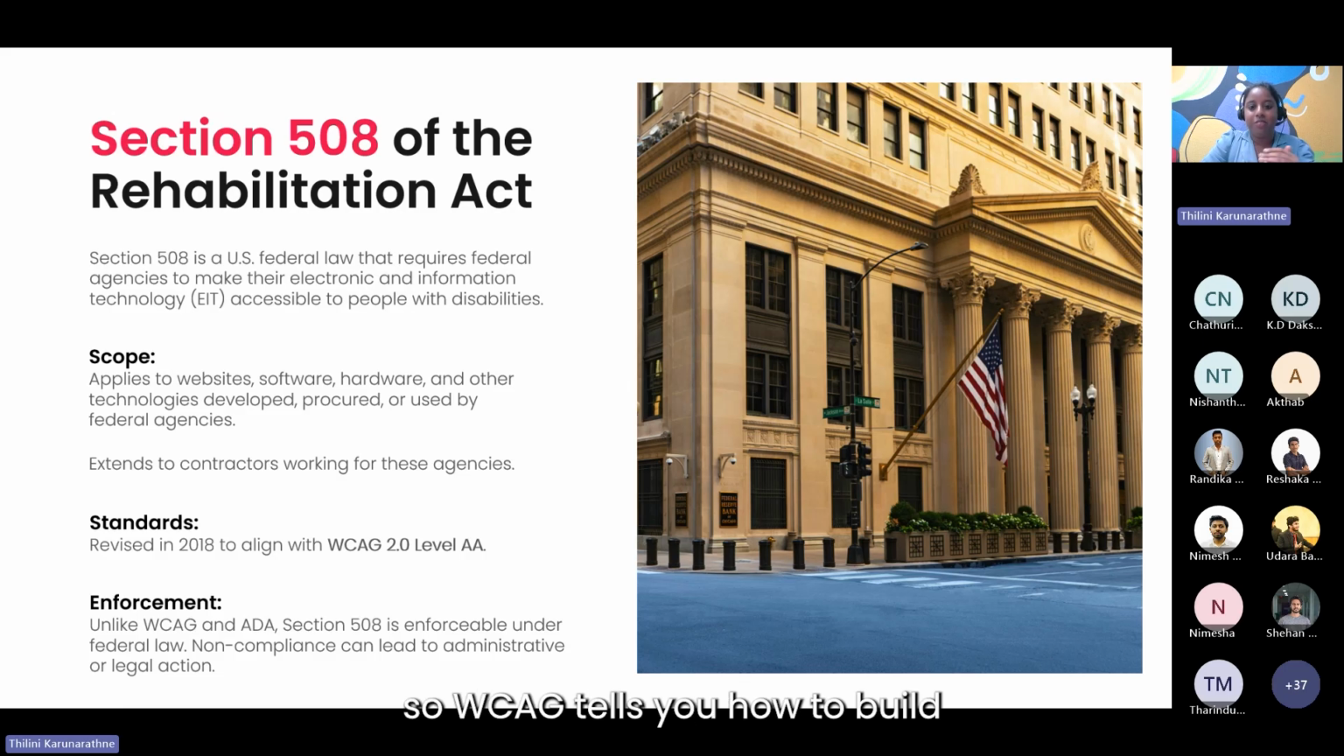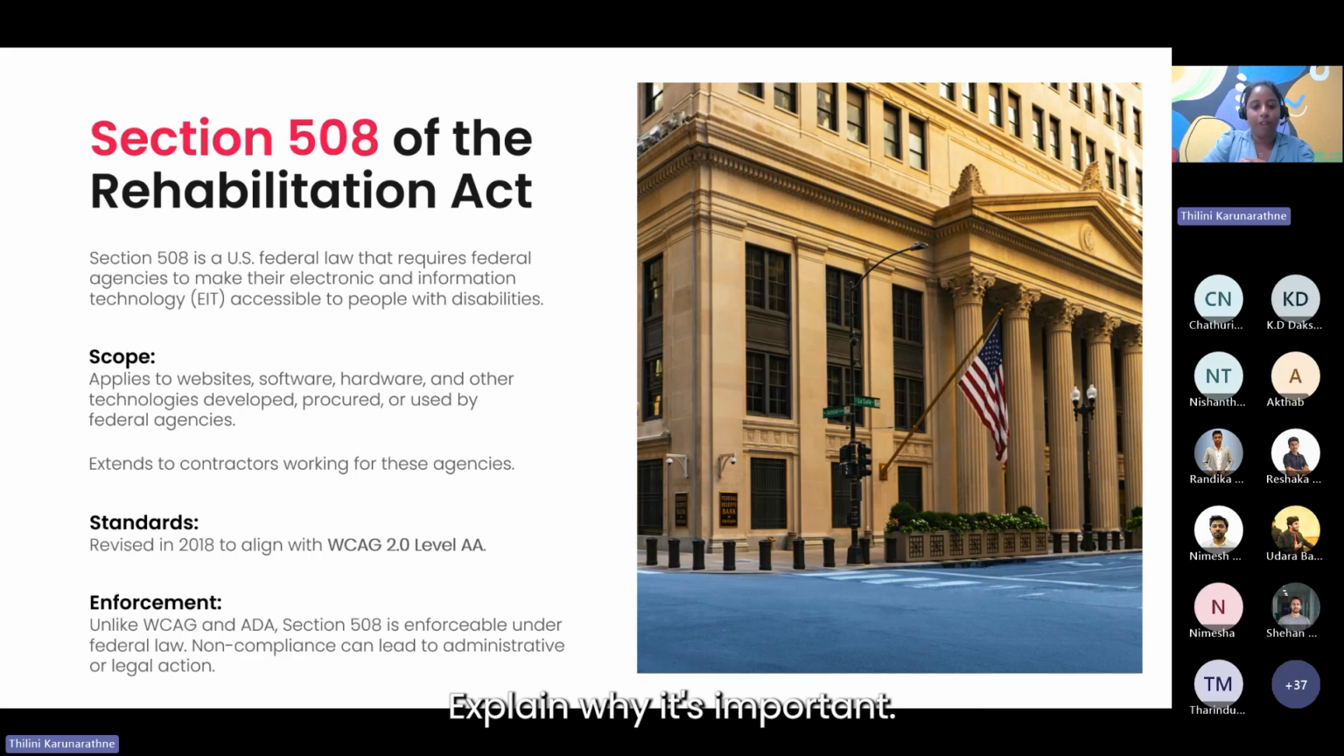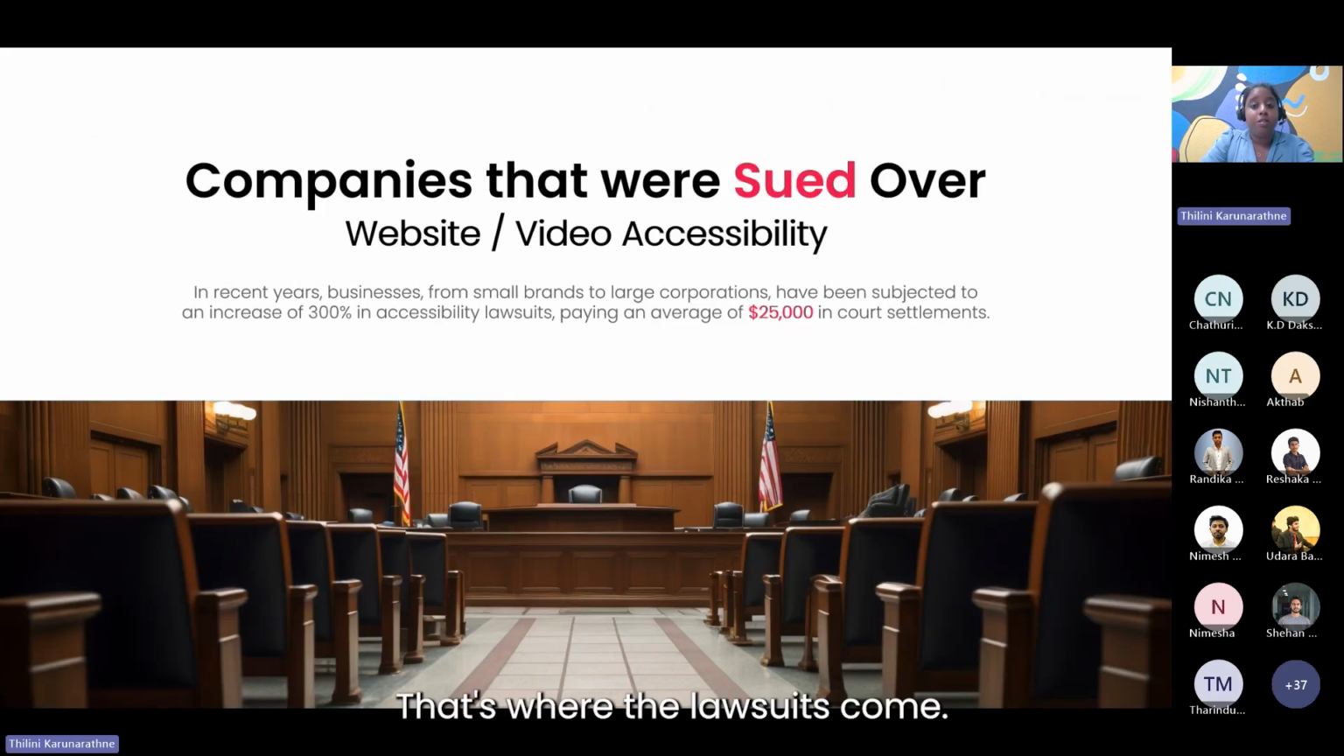So WCAG tells you how to build accessible content, and laws like the ADA and Section 508 explain why it's important. Let's see what happens if you don't follow them. That's where the lawsuits come in. These aren't just edge cases. Major brands have been sued in recent years.